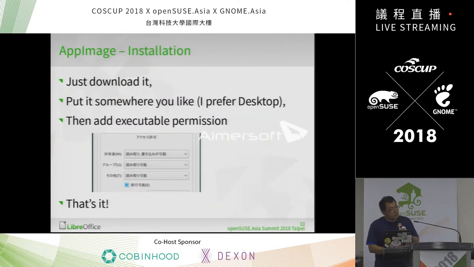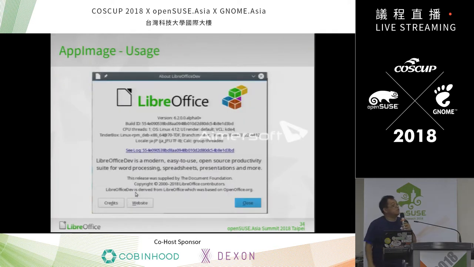Installation is very simple. Just download it and put it somewhere you want. I prefer the desktop, but of course you can put it somewhere else. Then add the executable permission like this. In the Japanese user interface, this is the access permission, and this is executable. Check it. That's it. Very easy.